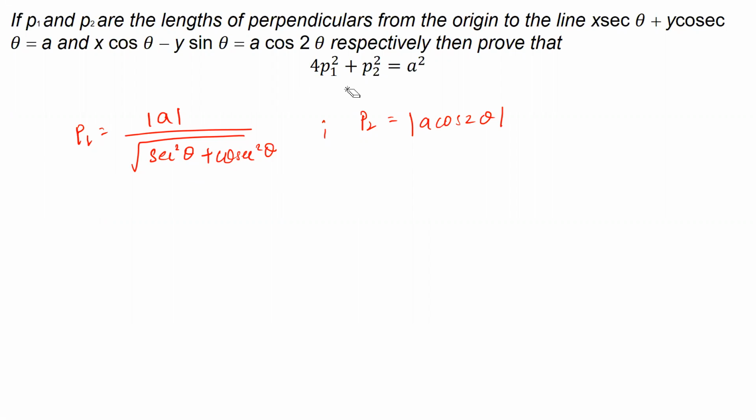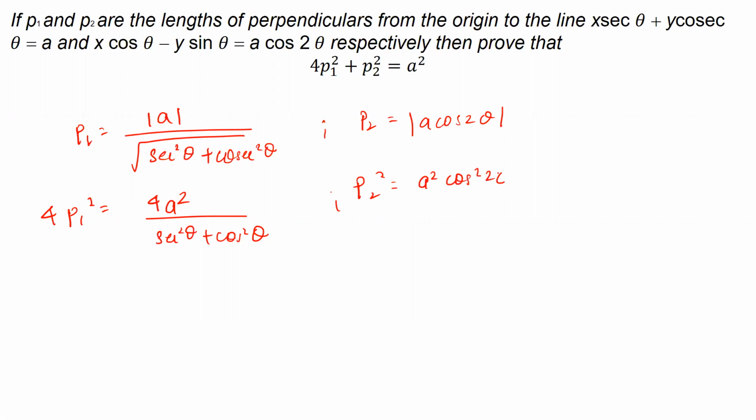Now let's just try to figure out what the LHS is. LHS is 4 P1 squared plus P2 squared, and let's just figure out what it turns out to be. So what is P1 squared? P1 squared is a squared. Remember I told you that on squaring the modulus you can eat up the modulus. So a squared by sec squared theta plus cosec squared theta, and what it is asking is to find out 4 P1 squared, so we just multiply with 4 on both the sides. And what is P2 squared? P2 squared is a squared cos squared 2 theta.